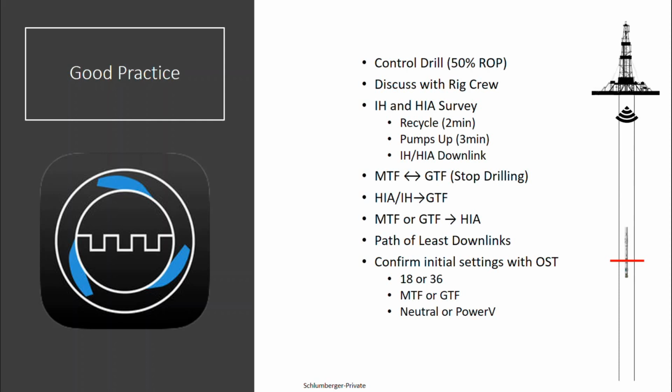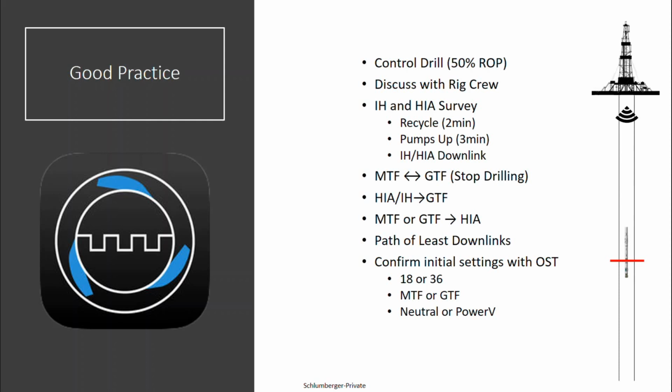Another common question is if you're disengaging HIA or inc hold, do you have to put it in gravity tool face? The answer is no. You can go straight to a manual tool face setting, and it will be in gravity after that. Also, you can go from magnetic or gravity straight into HIA. You don't have to go to gravity and then HIA mode.